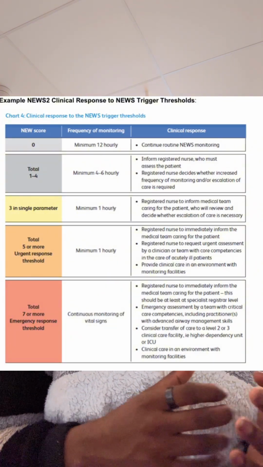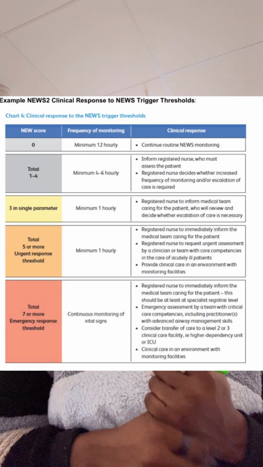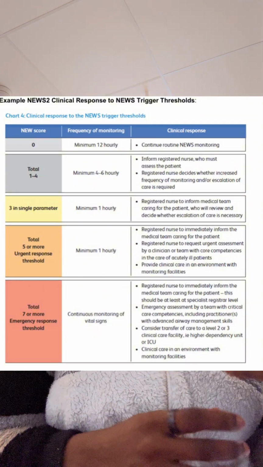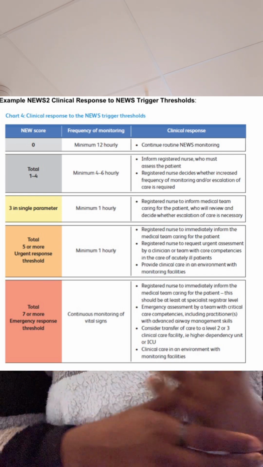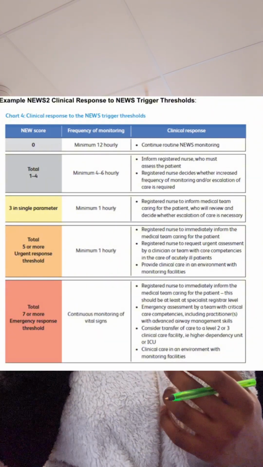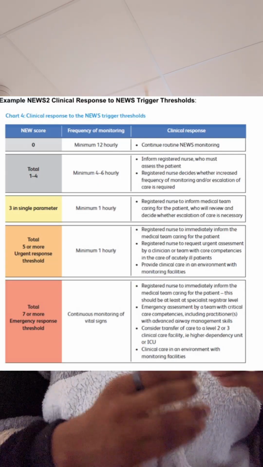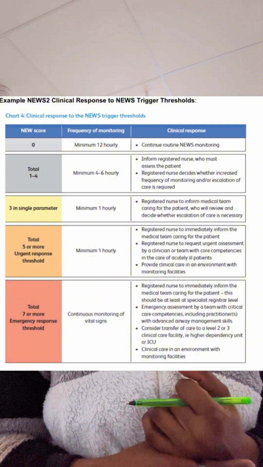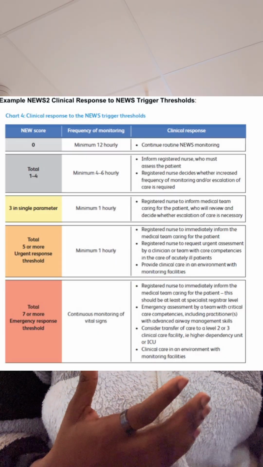Now, if you have a 3 in a single parameter, the minimum is 1 hourly. The registered nurse has to inform the medical team caring for the patient, who will review and decide whether escalation of care is necessary. Now you consider sepsis. Sepsis is like a generalized infection. So consider sepsis and complete the sepsis bundle on EPR if appropriate. A 3 in a single parameter means that one of the physiological components is scoring a 3. All the other ones may be scoring a 0, but only respiration is scoring a 3. It is urgent, it is an emergency, because it is scoring a 3.